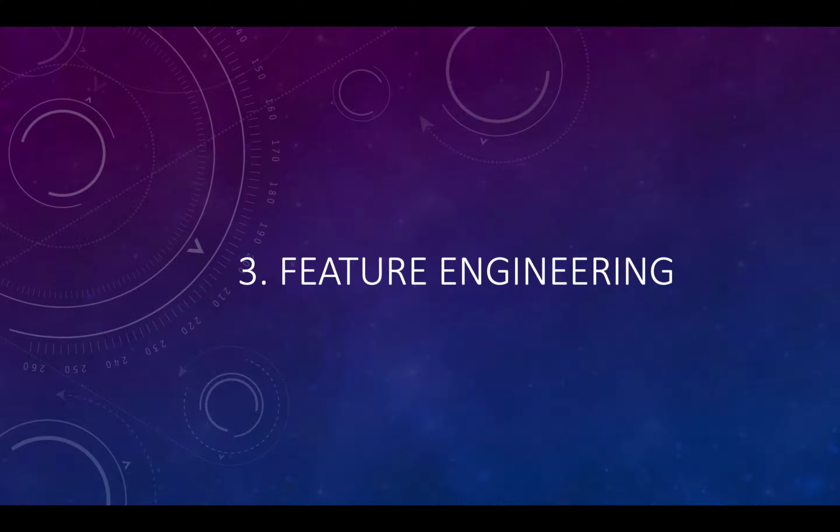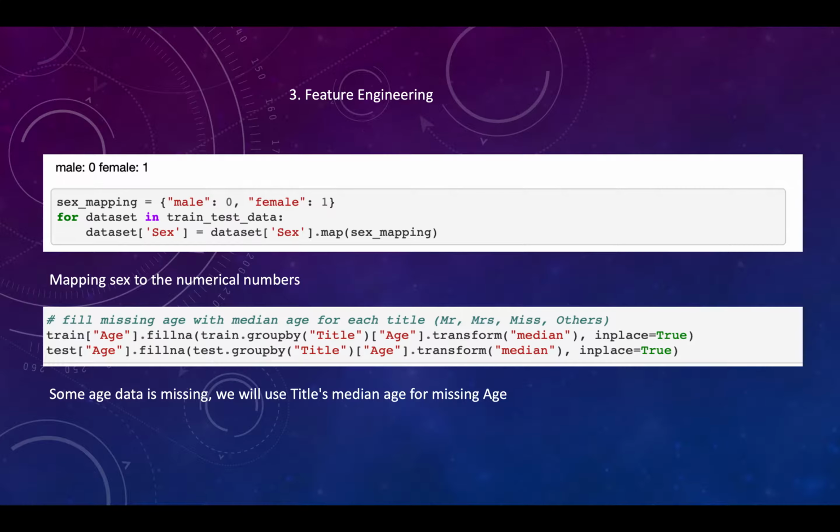So third, we come to the feature engineering. In this part, we try to drop the columns we don't want, fill in the empty data, and then make the raw data more organized. Then we can train our model and predict the result.